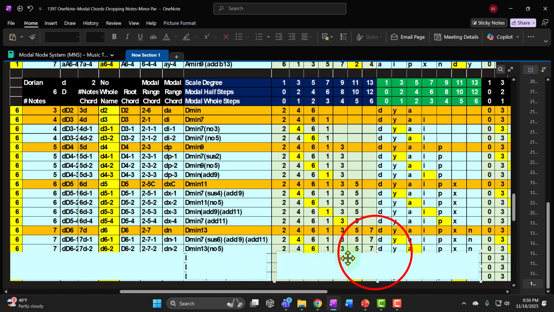If I drop the 5, then I have a D minor 13, no 5, fairly straightforward. I'd rather call it a 7D -2 or a D6 -2, dropping the one that's 2 modal whole steps up, 4 modal half steps, 5th scale degree.